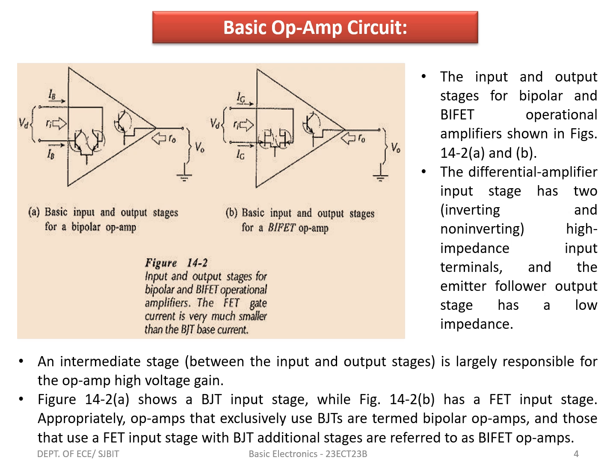The differential amplifier input stage has two inverting and non-inverting high impedance input terminals, and the emitter follower output stage has a low impedance. An intermediate stage between the input and output stage is largely responsible for the op-amp high voltage gain. Figure A shows a BJT input stage while figure B has a FET input stage. Appropriately, op-amps that exclusively use BJTs are termed bipolar op-amps, and those that use a FET input stage with BJT addition stages are referred to as bi-FET op-amps.